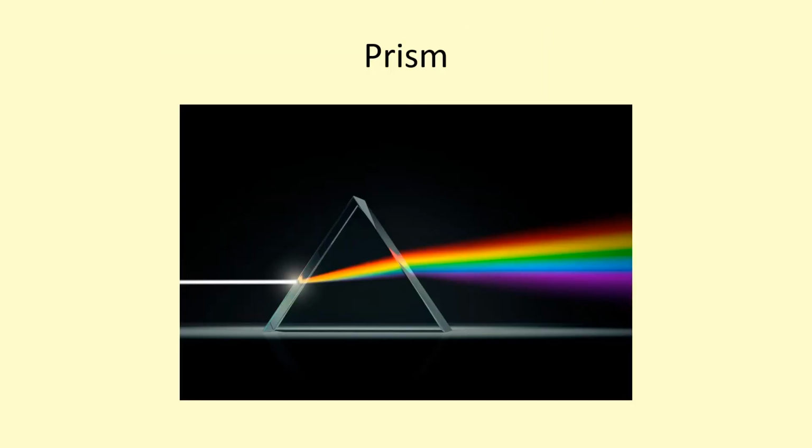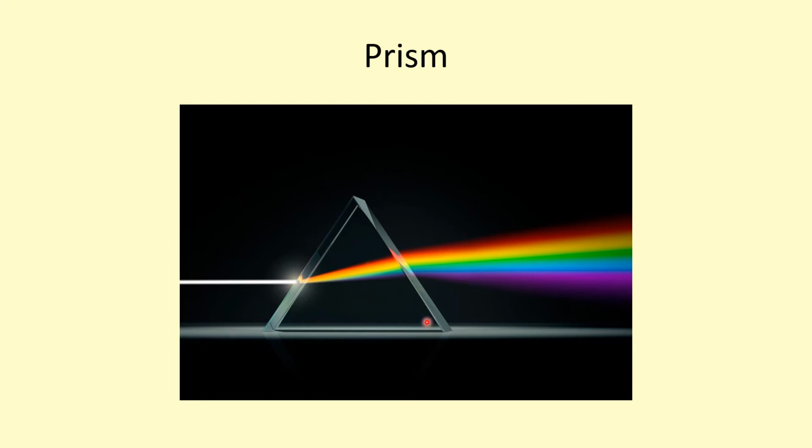Alright, so in a prism, what happens is the light splits into different colours, and this is because of refraction and because of the shape of the prism, and also because different colours of light refract different amounts. So in maths you might be familiar with the word prism, and it just means a three-dimensional solid that has the same cross-section all the way through.